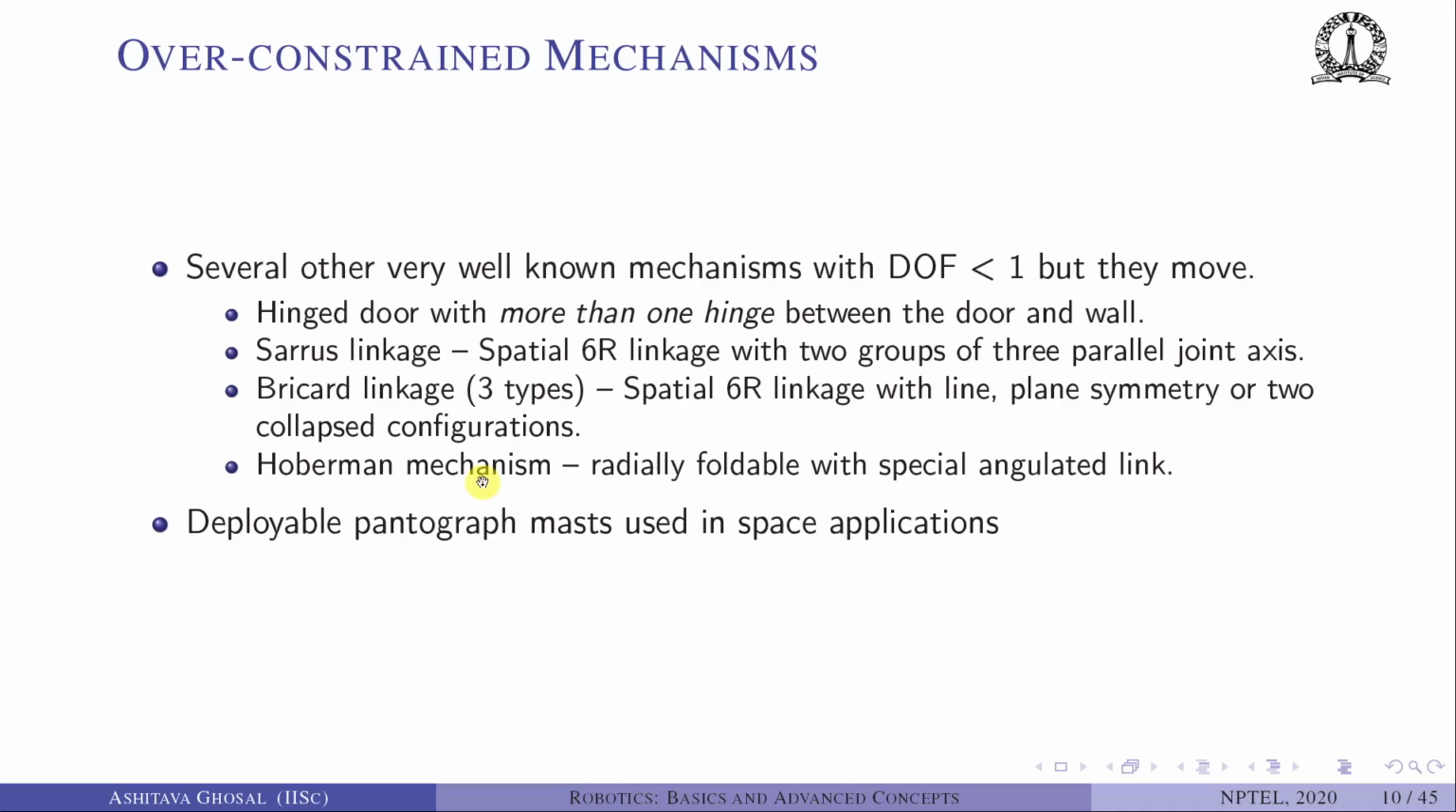And then there is also something called the Hoberman mechanism. So these are very well-known mechanisms. Again, if you go and type in Google what is a Hoberman mechanism, you will see very nice videos of mechanisms where it is radially increasing or decreasing. And it happens because the link lengths are very special. These are angulated links of special dimensions.